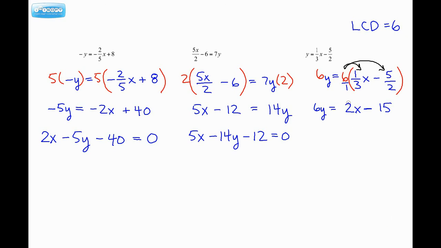So this coefficient in front of x is already positive. So I'm going to express everything on the right. You don't have to, but I need to subtract 6y from both sides. So that gives me 2x minus 6y, and I still have that minus 15. So there's a bunch of examples on how to convert to general form.